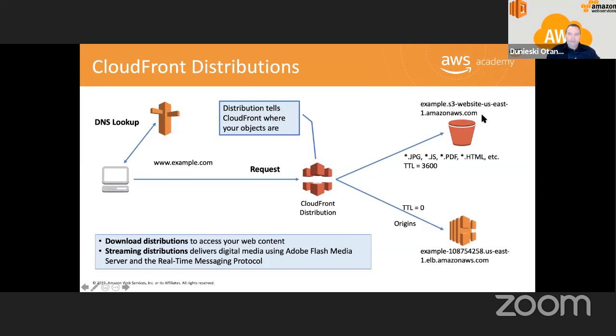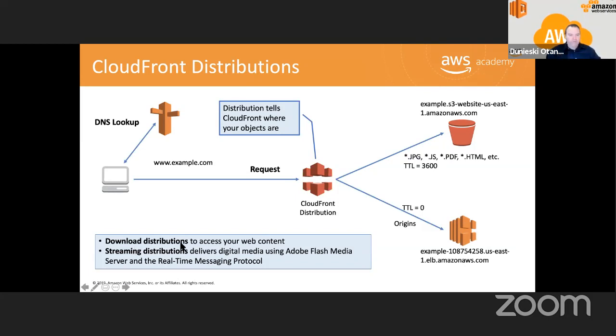Your objects are going to be here probably in this Amazon S3 bucket, and the time to live is 36, which will be 6 hours. Then you have several files here. Whenever you use a wildcard, it means every file with an extension like JPG, give it to me, or every file with an extension such as JS, JavaScript, PDF, or HTML, etc. It's a replacement that tells me whatever is before this dot, I want it. Here, the origin is an elastic load balancer, and the time to live is 0. This is not a caching thing.